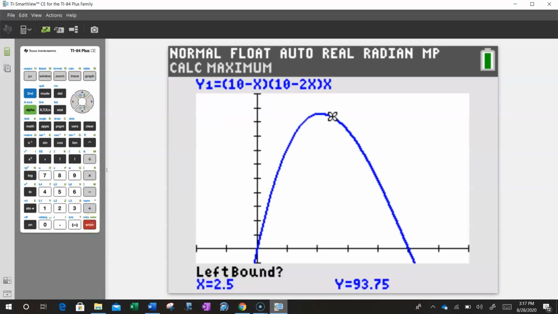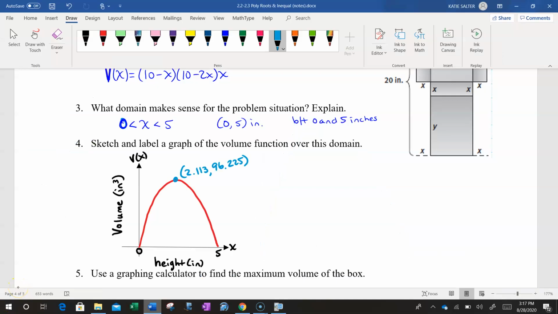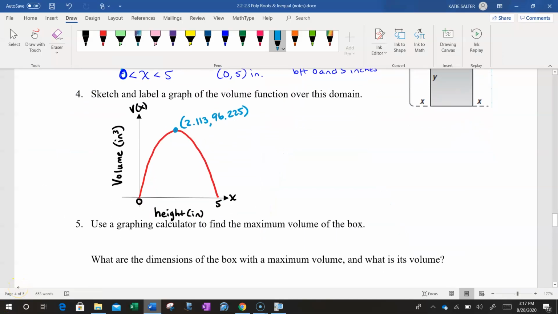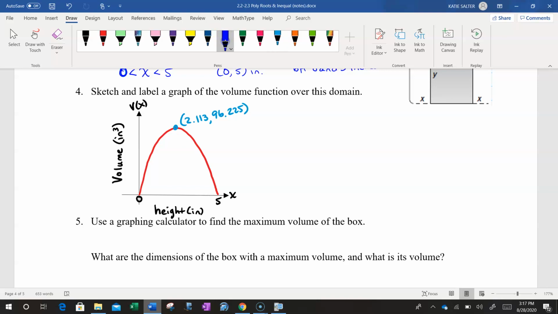And then we're going to go a little to the left of that maximum point, press enter, a little to the right of that maximum point, press enter, and if you want to guess, you can, and it gives us our max. So let's write that down on our graph on our paper, and also let's make sure that we answer the question. So we get that that's 2.113, 96.225.